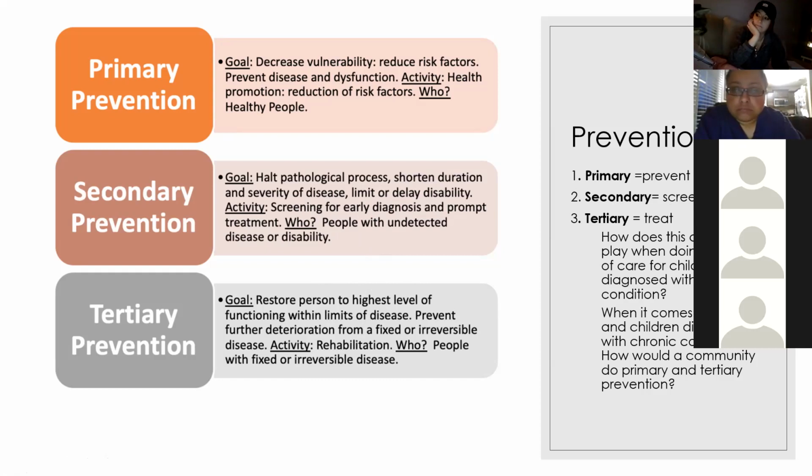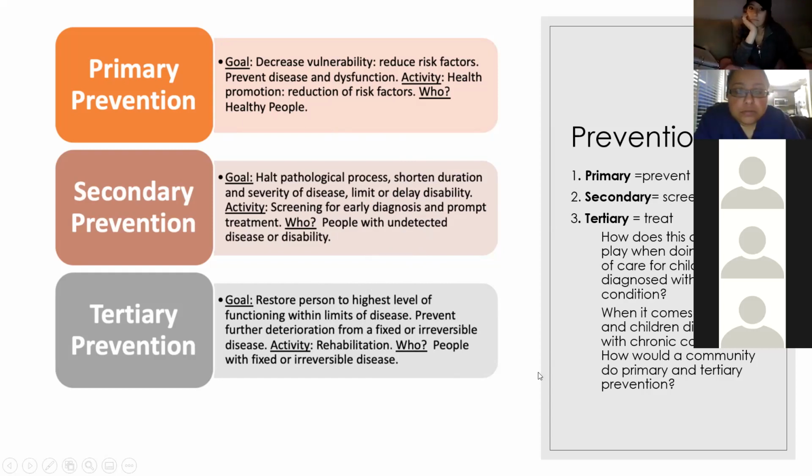Okay. So who are the people? These are the people with a disease. Who are the people on secondary? Undetected disease so far. And Healthy People is who? Healthy People 2020 has a lot of primary prevention. So both of those Healthy People, I want you to think about.